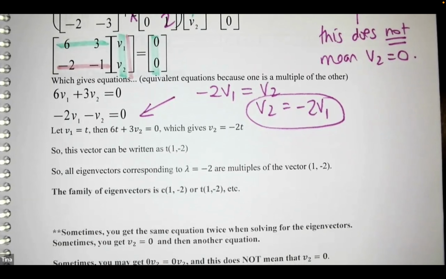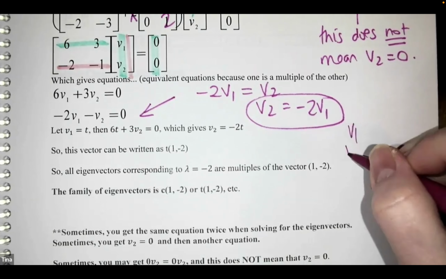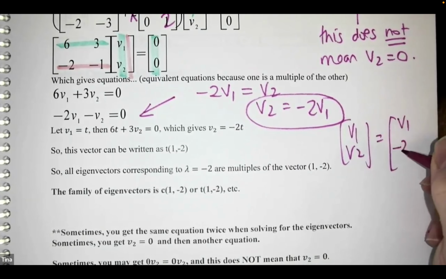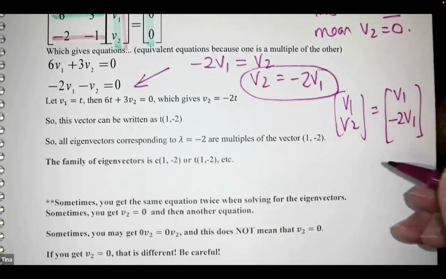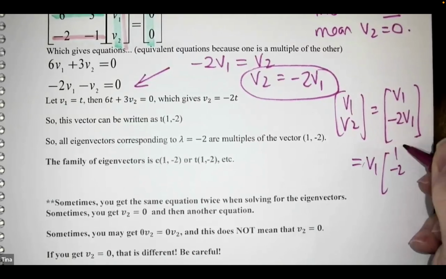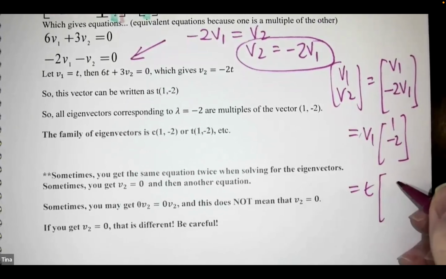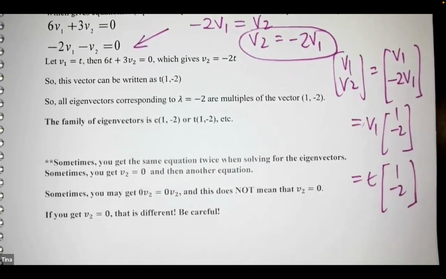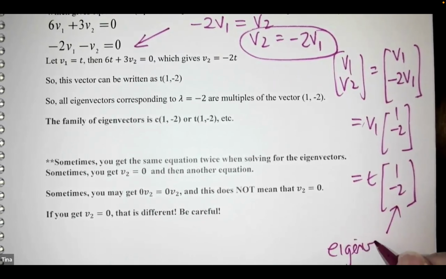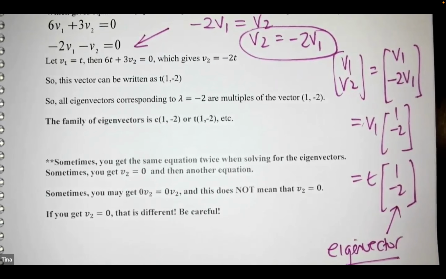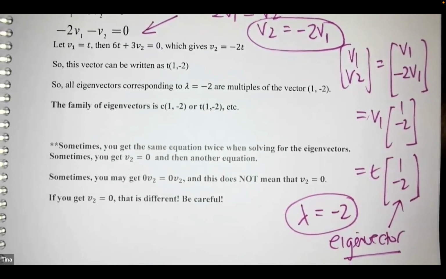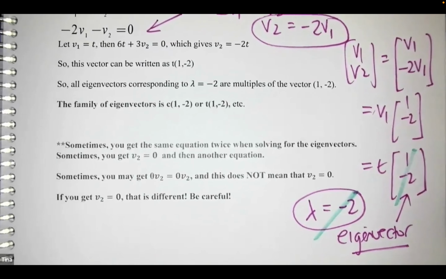So what that means is the second component of the vector is negative 2 times the first component. So you can write your vector v1, v2 as, for instance, v1, and then v2 is negative 2v1. Some people will say v1 in front of 1, negative 2. I think you guys used a t a lot of the time, t times 1, negative 2. This is the eigenvector that goes with that lambda, which was negative 2.